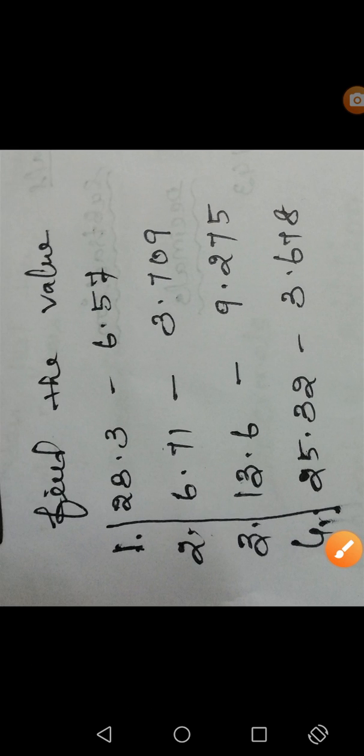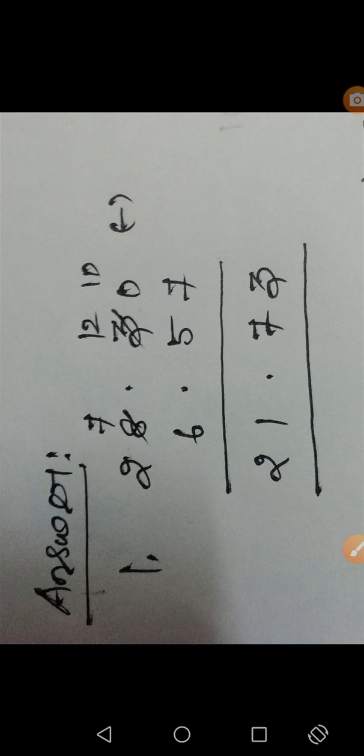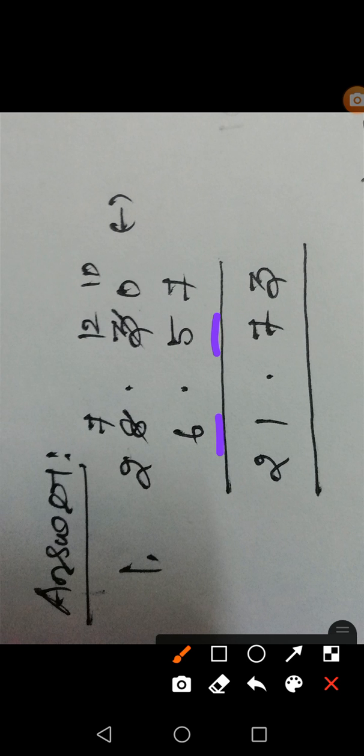In the same way, find the values of these four sums. The first one: 28.3 minus 6.57. Write 28.3, then below it put the point directly, with 6 before the point and 5 after. The remaining number 7 we write, and the empty place we fill in, then subtract.